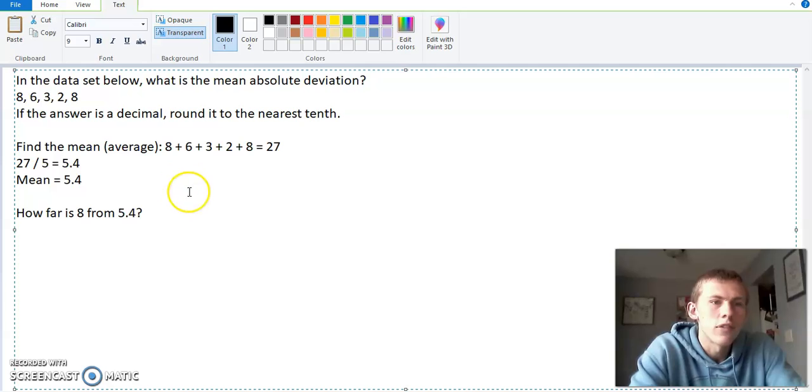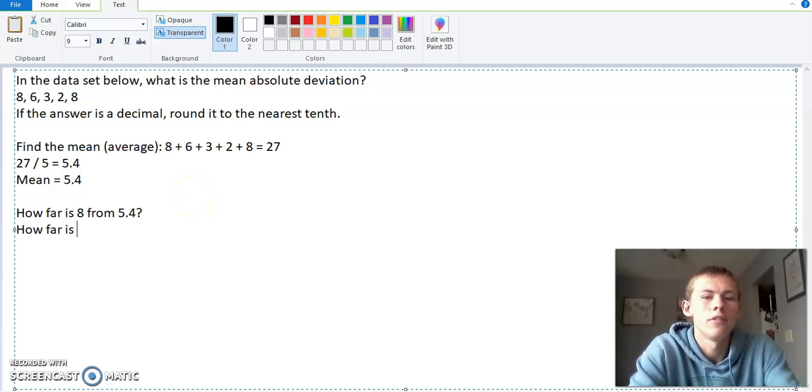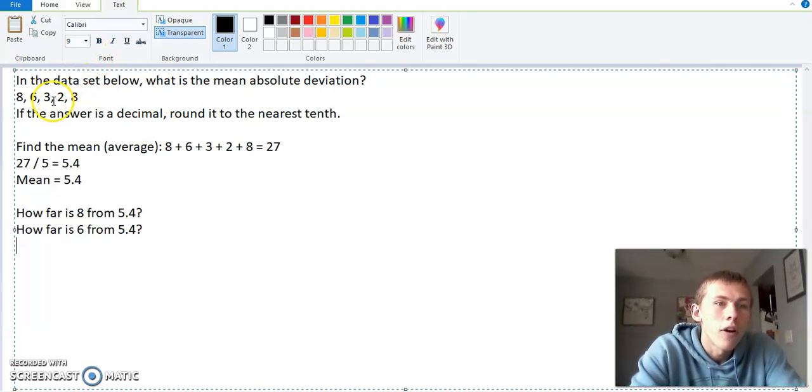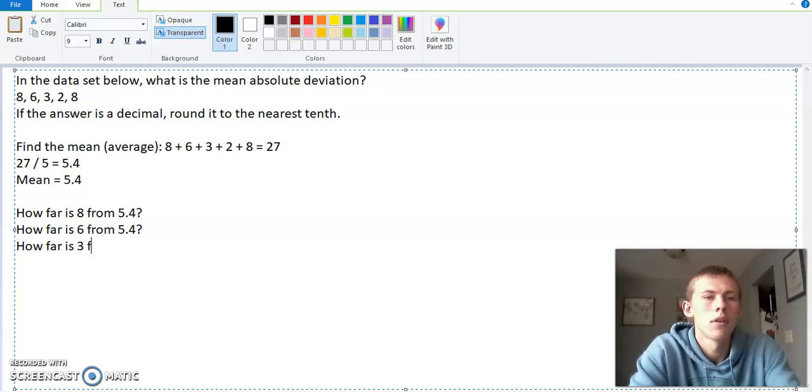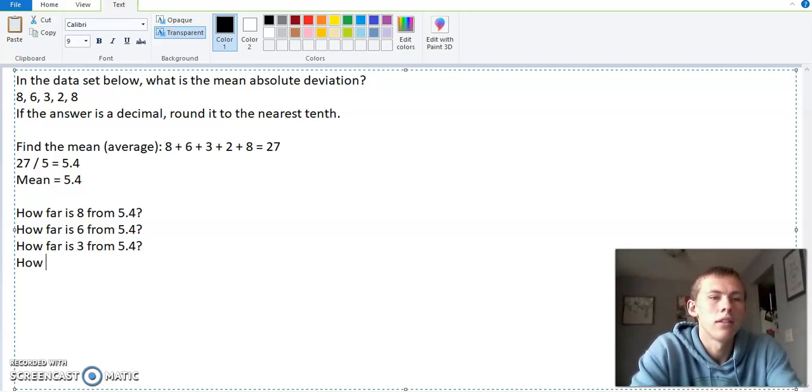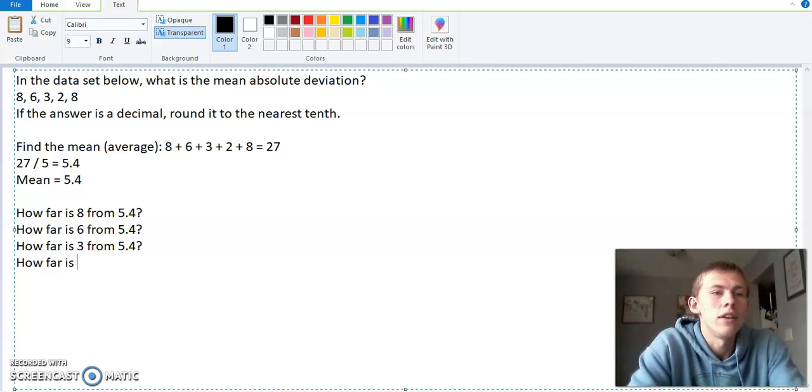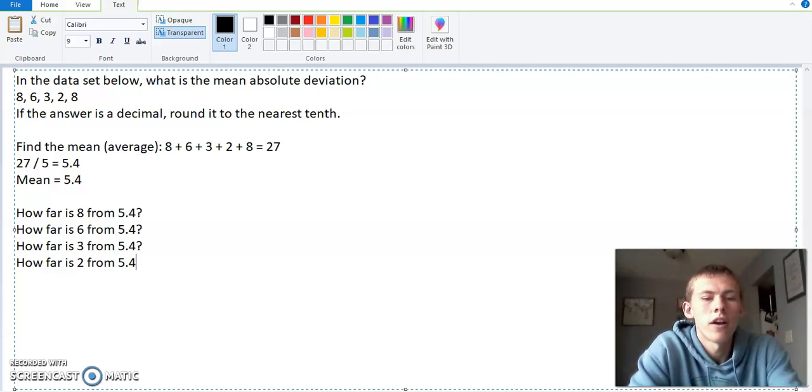What's our next number? It's a 6. I'm asking, how far is 6 from 5.4? How far is 3 from 5.4? I need to find out how far each number in my list is from 5.4. I need to find out how far each number is from the mean. How far is 2 from 5.4? And finally, how far is 8 again from 5.4?